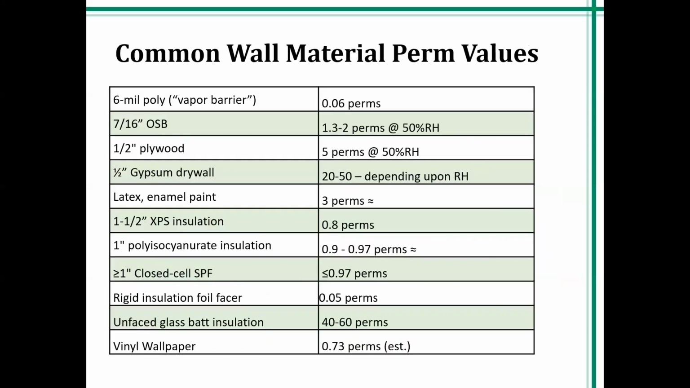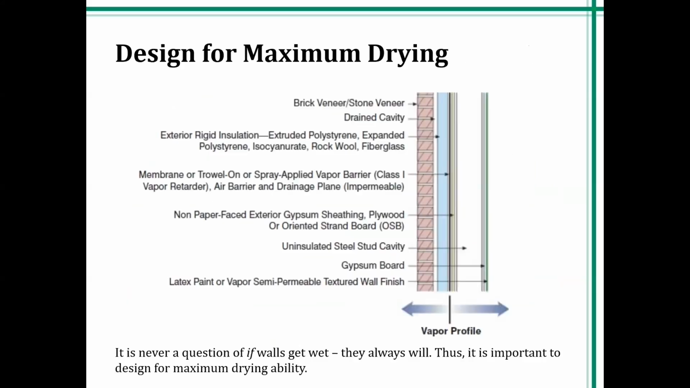So, common material wall permeance values: vinyl covered wallpaper, Class 2; unfaced batt insulation, 40 to 60 perms; rigid insulation with foil facer largely being the lowest permeance element in that type of material. Closed cell spray foam is just under 1 perm, i.e. a Class 2, and the other materials that we talked about.